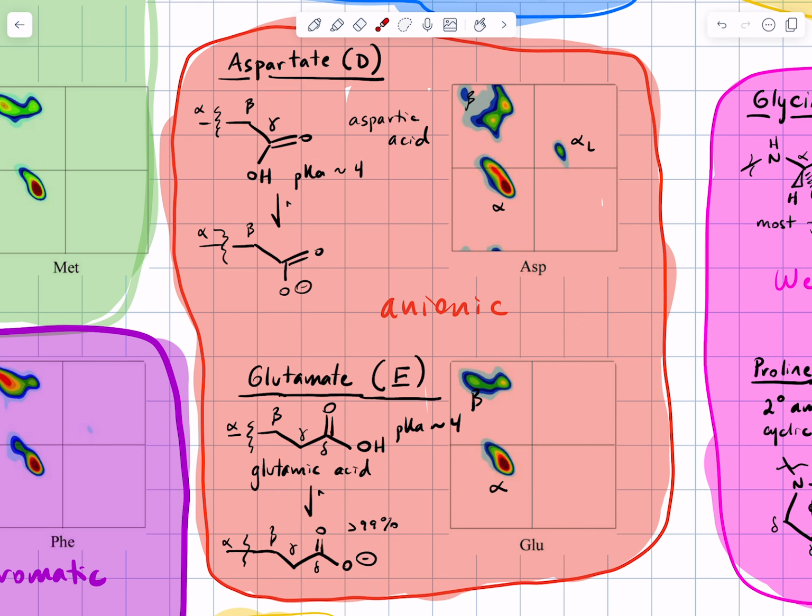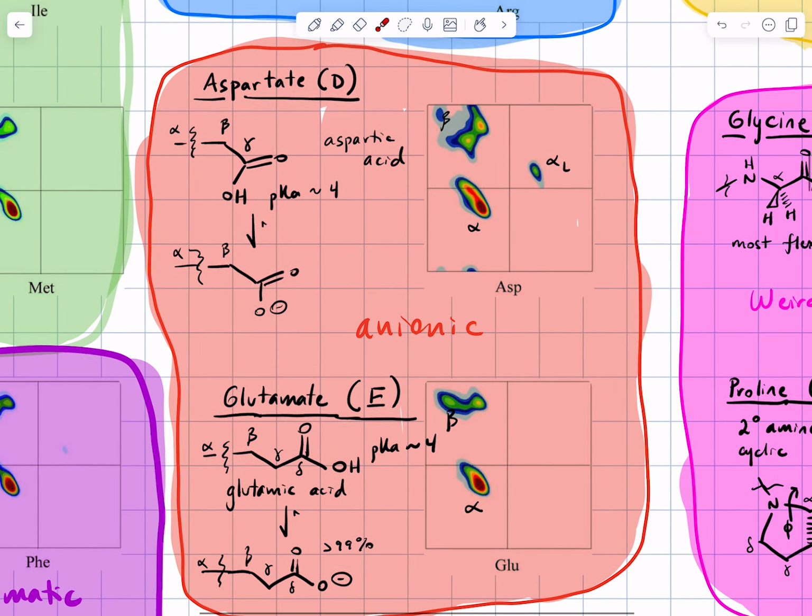For aspartate, the carboxylic acid is attached directly to the beta carbon, so carboxylate is gamma. For glutamic acid, the carboxylic acid group is attached to the gamma carbon. So the glutamic acid has one more CH2 in it than aspartic acid. D and E, not sure how you're going to remember that.